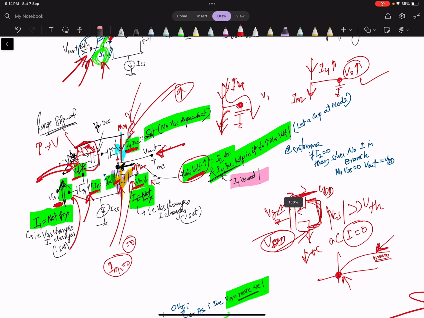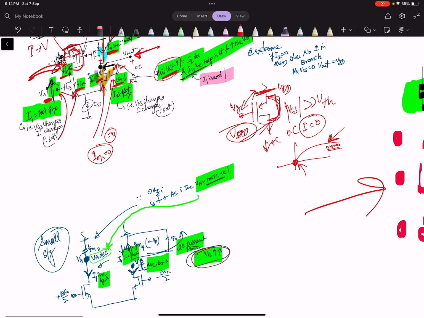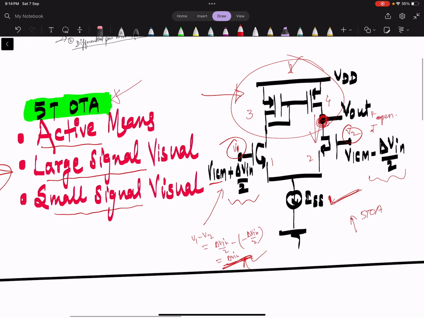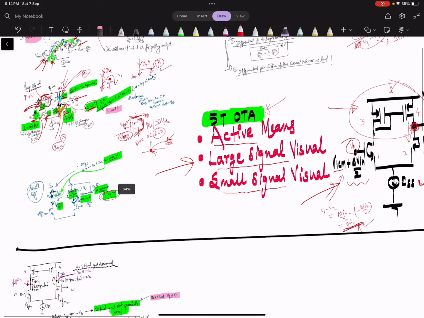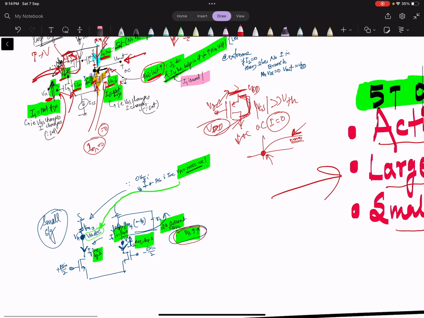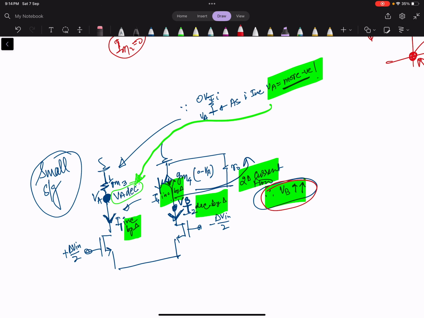Now let's go to the third point, that is small signal visualization. Okay, small signal visualization of this circuit. So small signal is very simple. Let's see here what it is. Above, it was diode connected, so I replaced it with 1 by gm3. Okay, this is plus delta v in by 2, this is minus delta v in by 2.